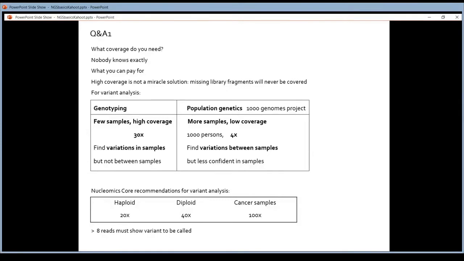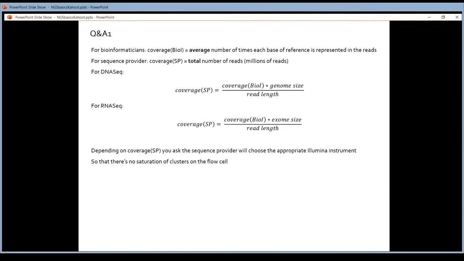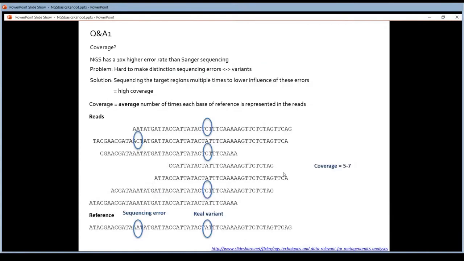Basically, the easiest rule of thumb is you choose the coverage that you can pay for. The higher the coverage, the more reads, the more expensive the sequencing will get. Also important to realize, high coverage is not a miracle solution. If there are fragments missing in your library, you cannot make them appear again by having high coverage. If your library is bad, then nothing can save it, not even high coverage.